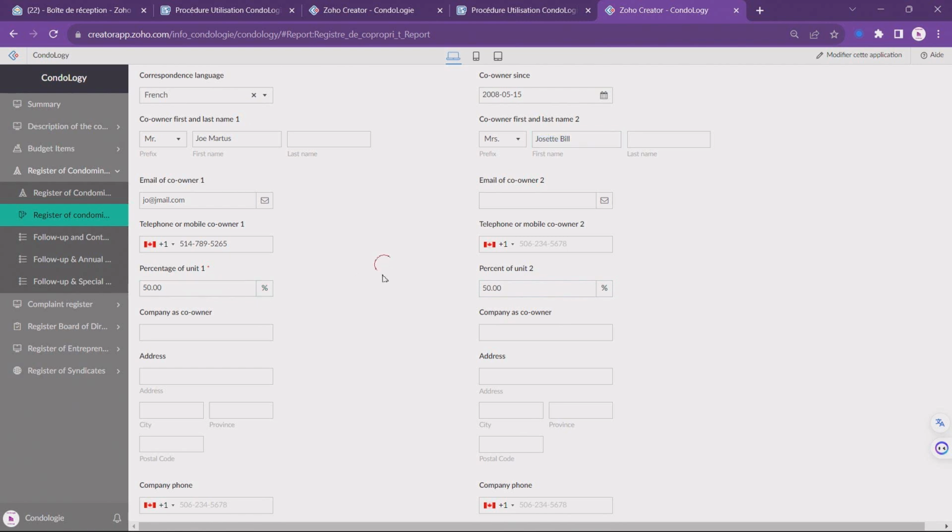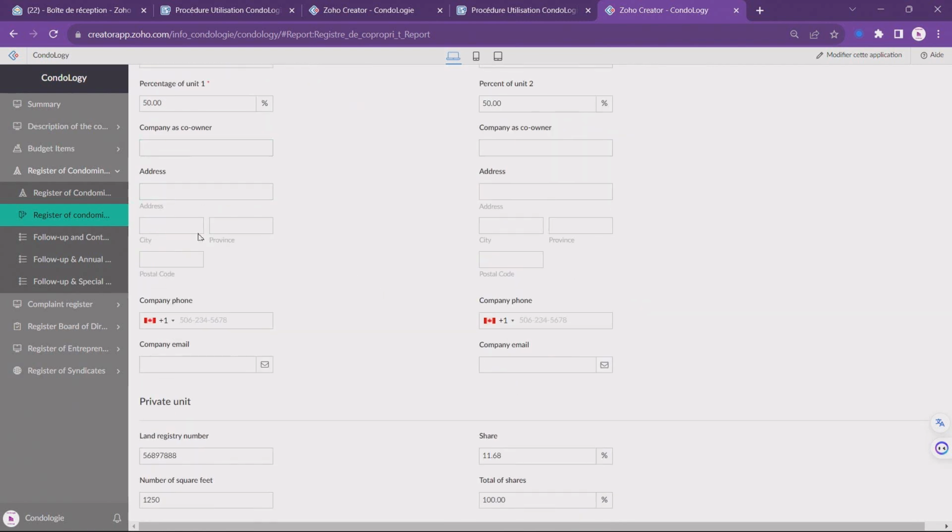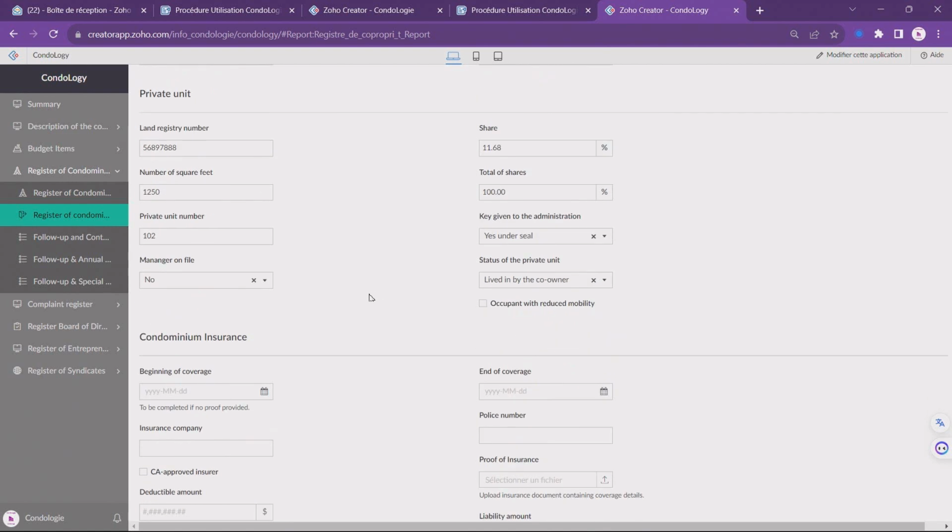Also, is it a company that is a co-owner? At that time, we could complete the address information. The private unit is the details of the unit as such, its land registry number. We could see it on a certificate of location, the number of square feet, the number of the private unit, whether there is an agent on file, yes or no. The amount of this side of it was done in the importation. Has the key of the unit been given to the administration? It can be simply yes or yes under seal.